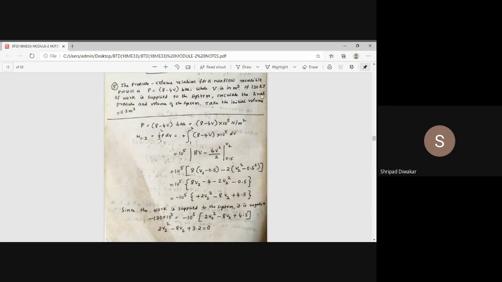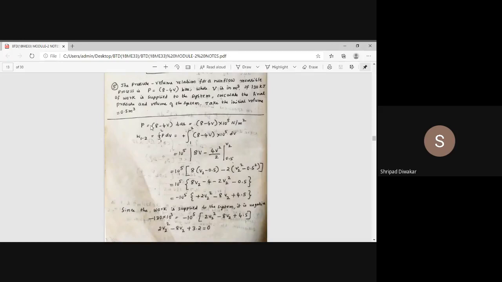If 130 kilojoule of work is supplied to the system, you remember, whenever work is done on the system it is negative. Here you have to take the magnitude as negative because work is supplied to the system. That is, work is done on the system. Calculate the final pressure and volume of the system. Take the initial volume as 0.5 meter cube.